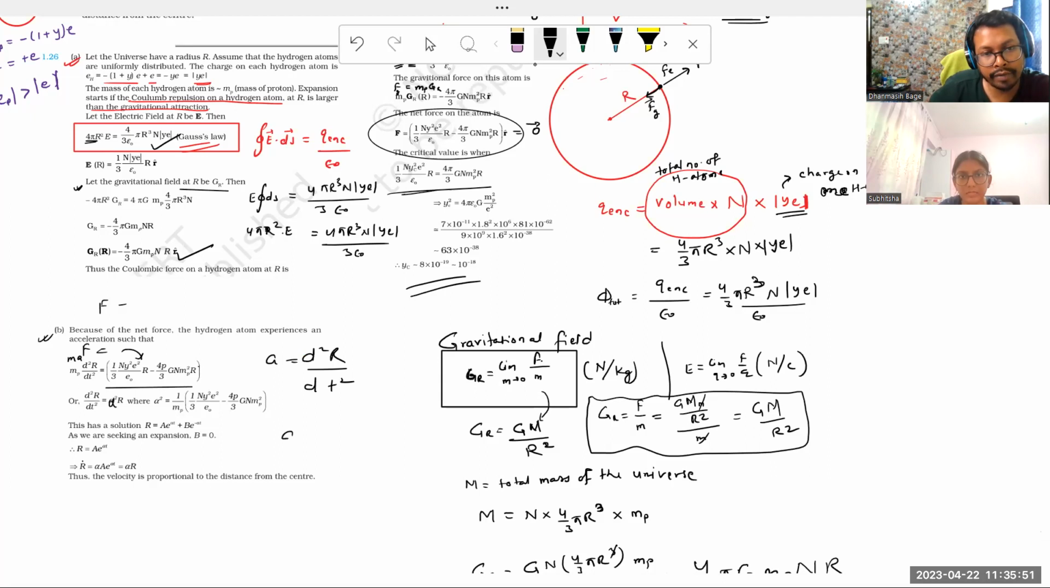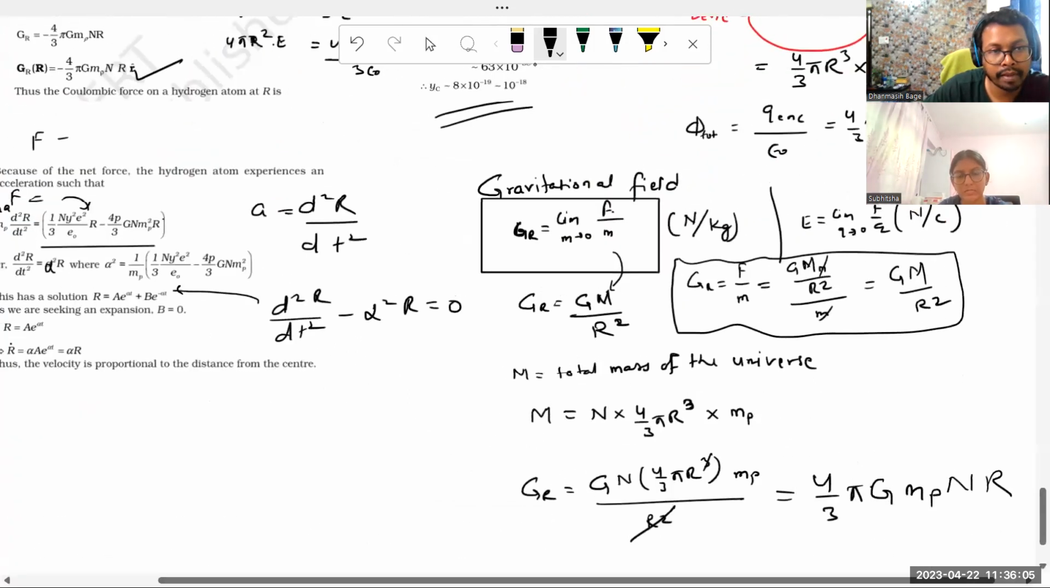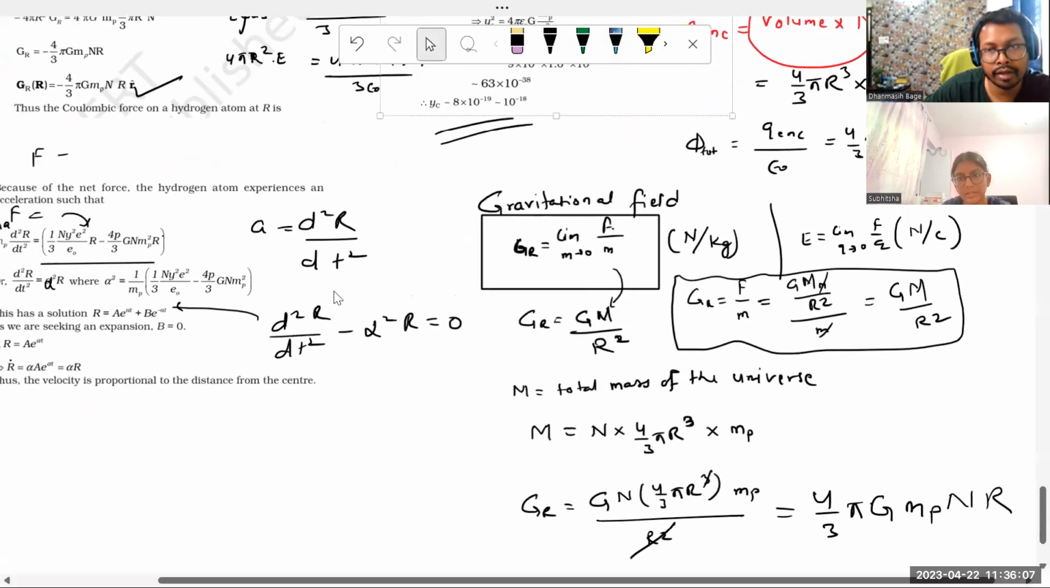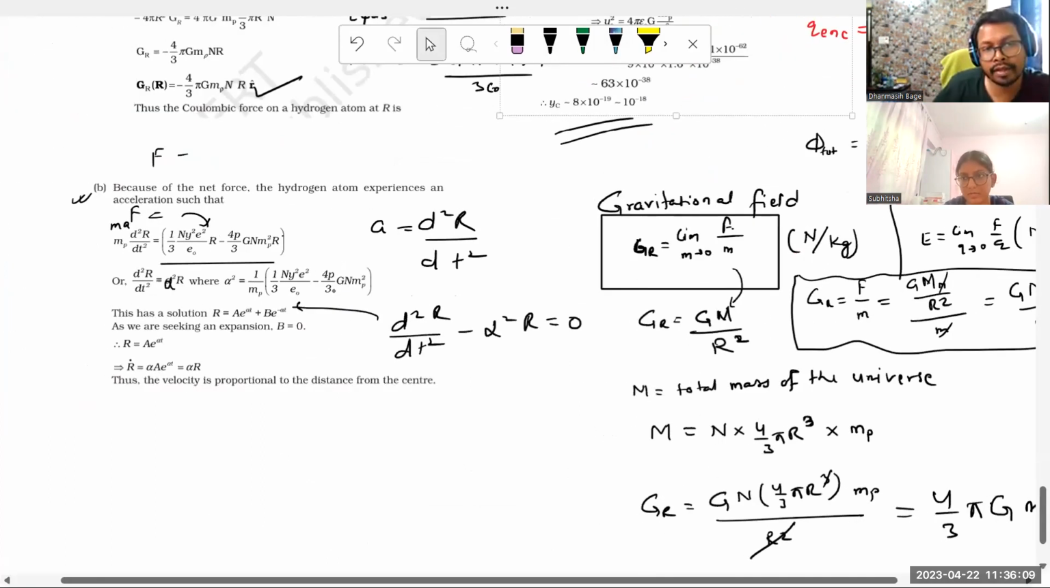So now you have a differential equation: d2r by dt2 minus alpha square r is equal to 0. If you solve this, you will get the value for r. This is the differential equation solution. Obviously, you'll learn in 12th grade itself in mathematics how to solve these things. But the general solution will be this thing.